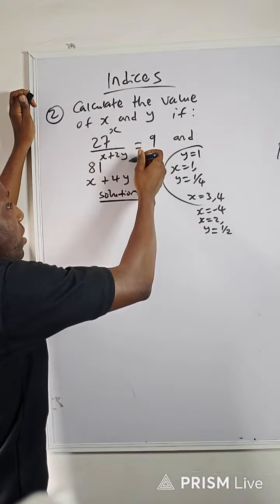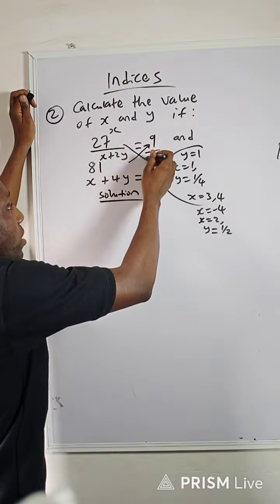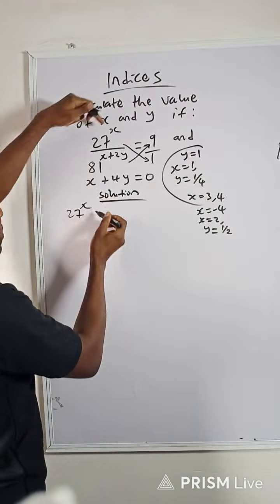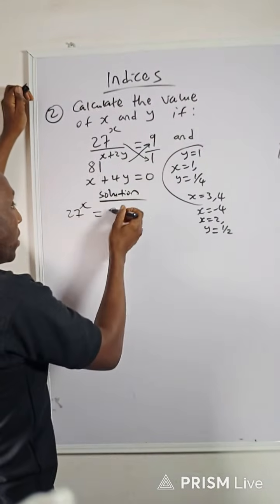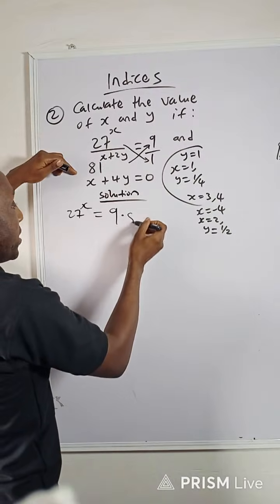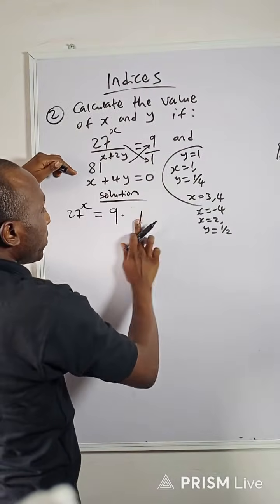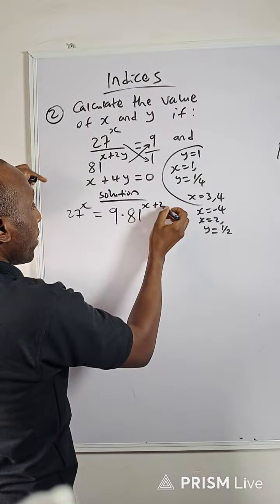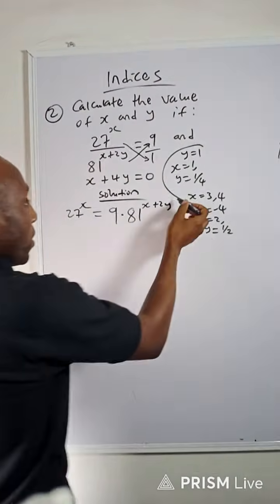Let me put it out here. So you cross multiply like this, right? You see that? And then I have 27 raised to the power of x is equal to what? 9 times 81. I have to make this as big as 9. 81 raised to the power of what? X plus 2y. Do you see that?